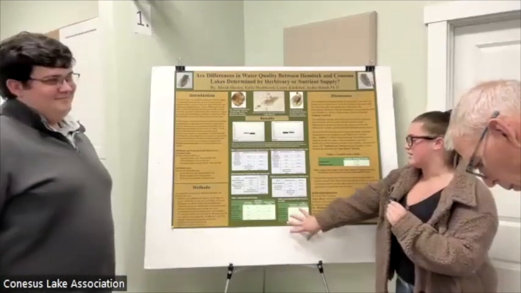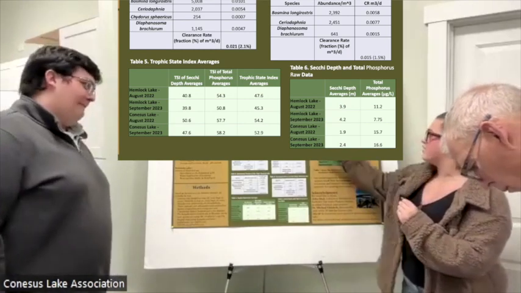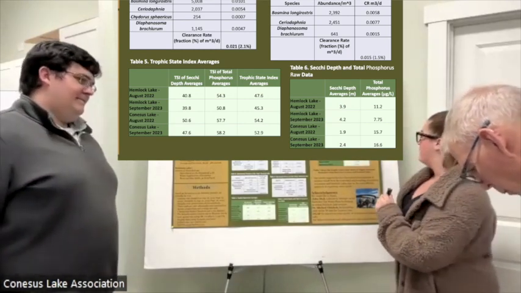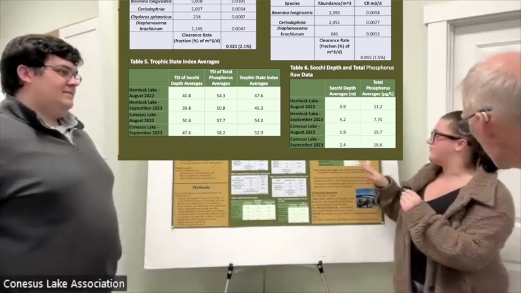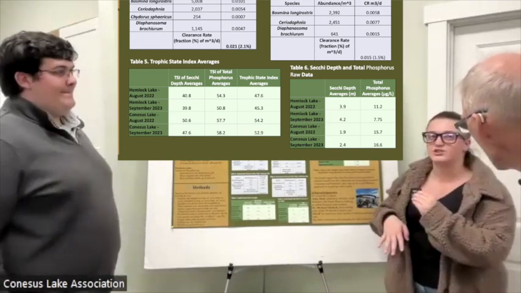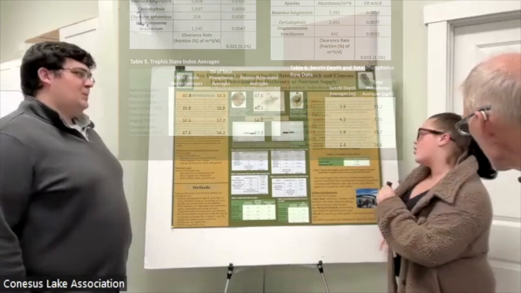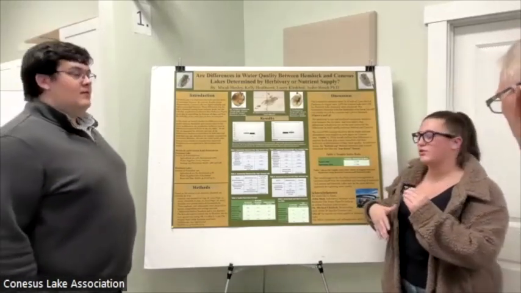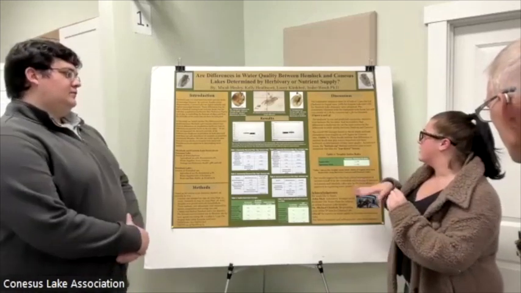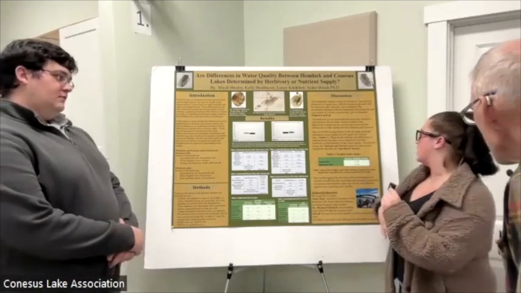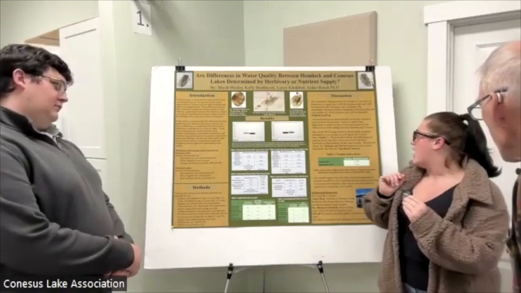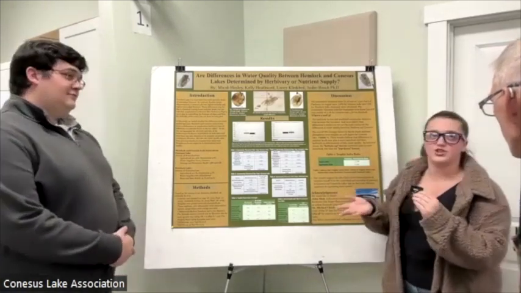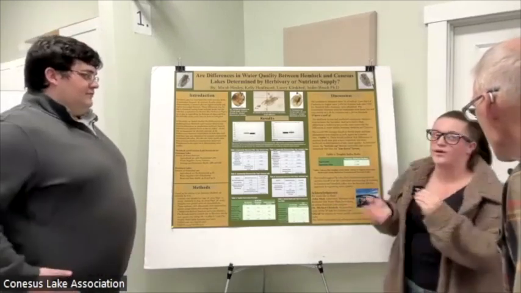So we have this raw data here, and after calculating all of those averages, we saw that the Secchi depth and phosphorus were roughly 15 to 20% higher in Conesus Lake compared to Hemlock. So that really shows us that the nutrients play a more impactful role in determining the state of the lake compared to the herbivory, which tells us why the clarity in Conesus is the way it is compared to Hemlock Lake.